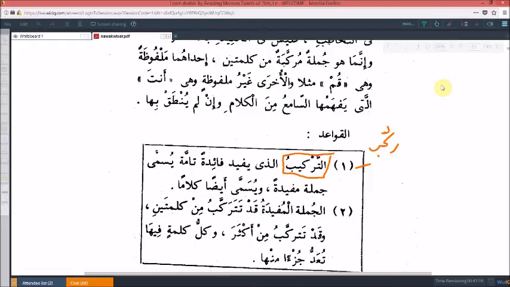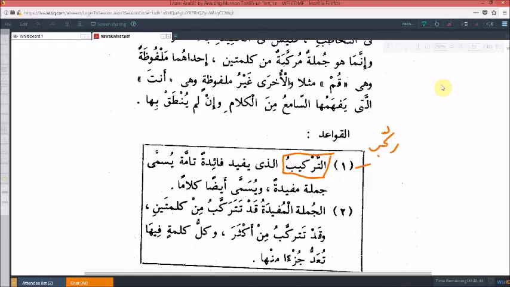Yusamma jumlatan mufidatan, a beneficial sentence, or maybe we would say in English a complete sentence, but in Arabic it says a beneficial sentence, right? Meaning it left the reader with the benefit and he does not need more information. Now, we said that this has to be made up of two or more words, right? As we'll get in the next qa'ida, number 2.